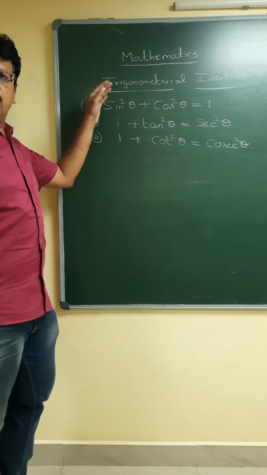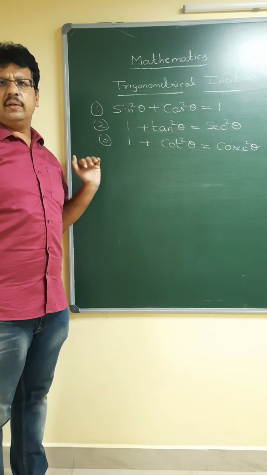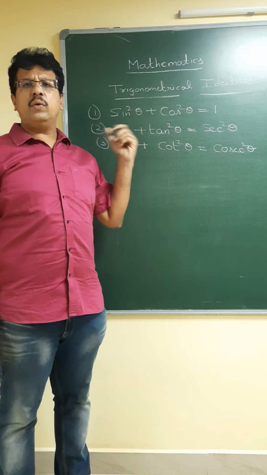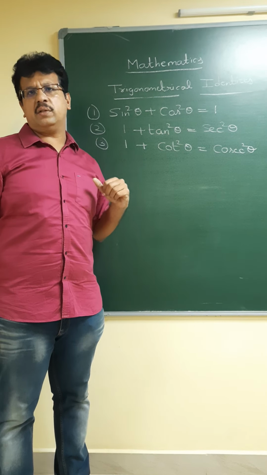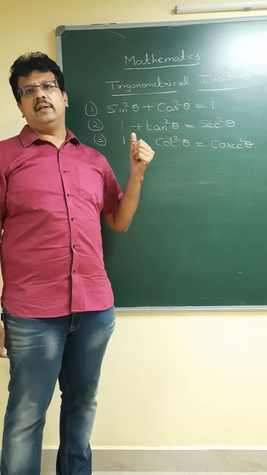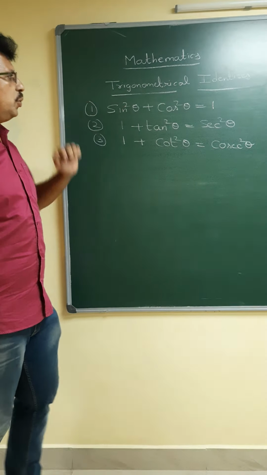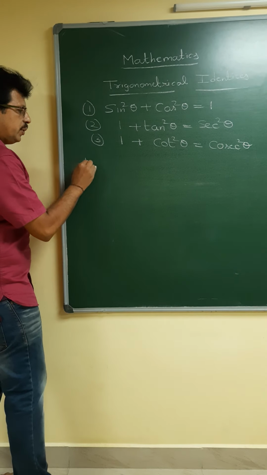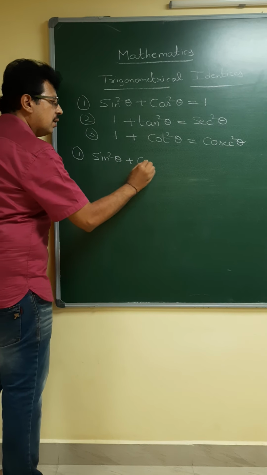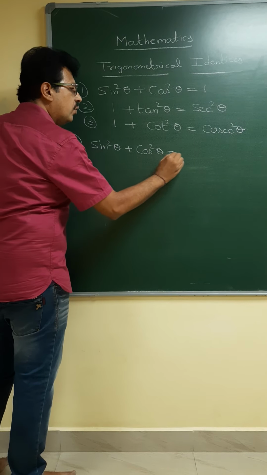So these 3 are very important identities. If you are thorough with these 3 identities, then you can solve any problems in this chapter. So let us prove these identities one by one. Let us prove the first identity. The first one is sine square theta plus cos square theta equal to 1.